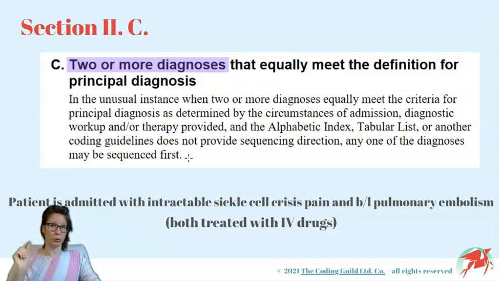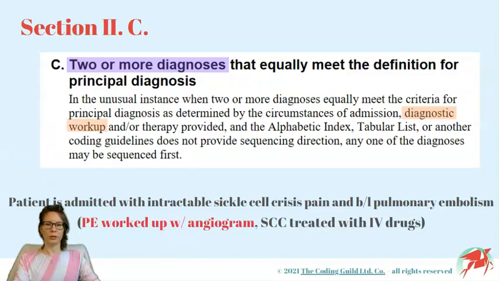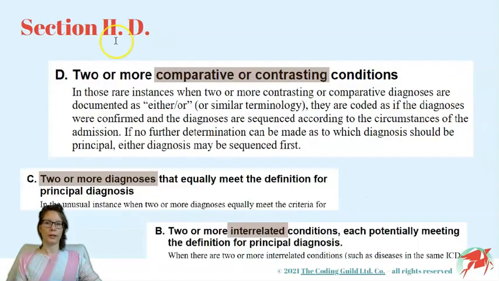Now, what if the pulmonary embolism is worked up further with a catheter-based angiogram, but the treatment for the sickle cell crisis remains the same? In this situation, the pulmonary embolism will take over because the diagnostic workup and/or therapy is more resource intensive for it. By sequencing this more expensive diagnosis first, we can make sure that the facility will get paid for all the services performed. Guideline D.